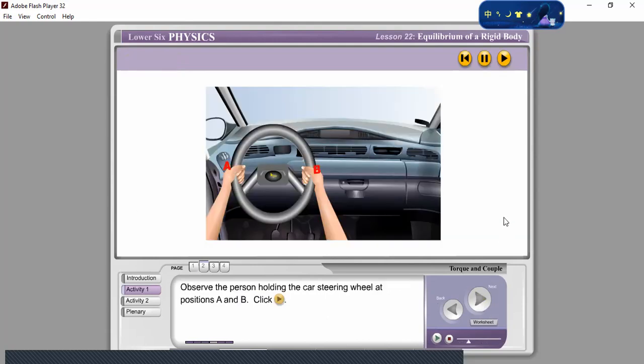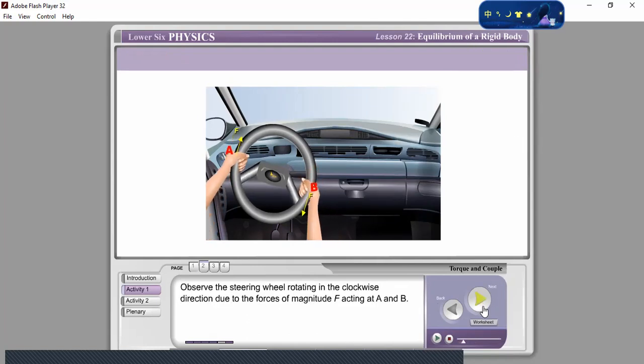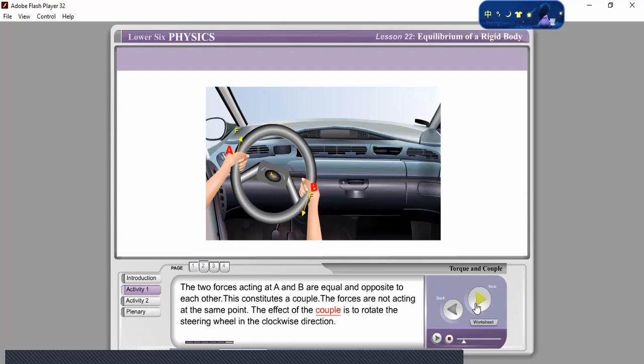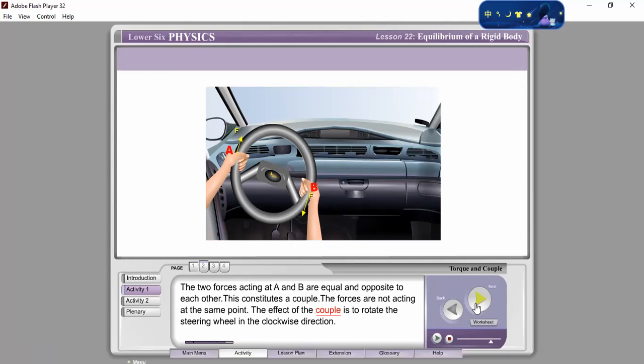Observe the person holding the car steering wheel at positions A and B. Click the play button. Observe the steering wheel rotating in the clockwise direction due to the forces of magnitude F acting at A and B. The two forces acting at A and B are equal and opposite to each other. This constitutes a couple. The forces are not acting at the same point. The effect of the couple is to rotate the steering wheel in the clockwise direction.